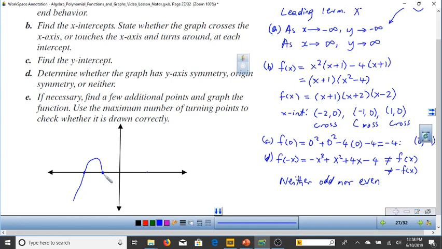Cuts through, and I'm not sure where the turn occurs. So the graph is not exactly drawn to scale, but you get the idea of what I'm trying to get at here. So -2, -1, 1, and it crosses at -4. And this is a rough sketch of what the graph looks like. Let's move on to the next example.